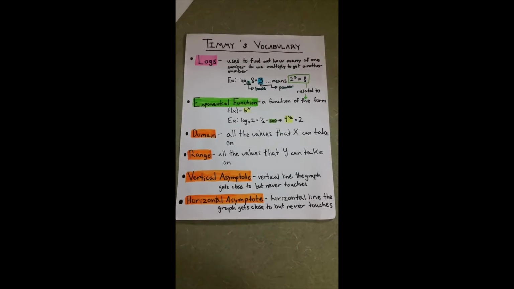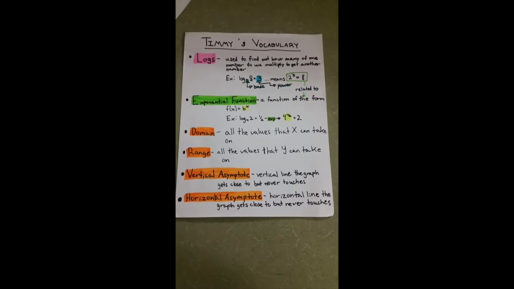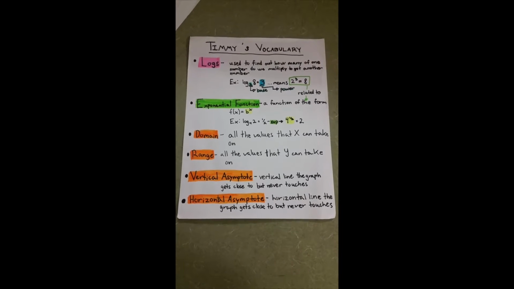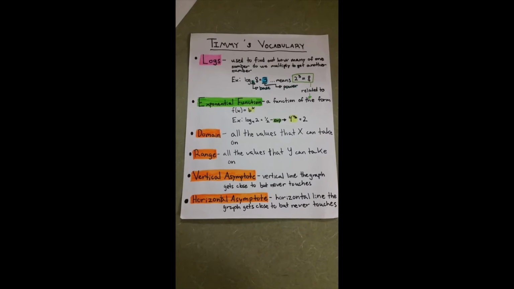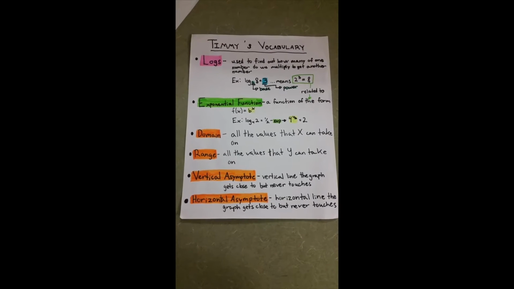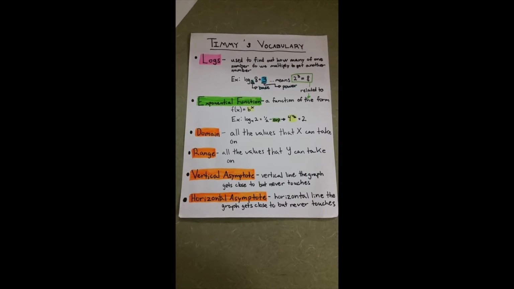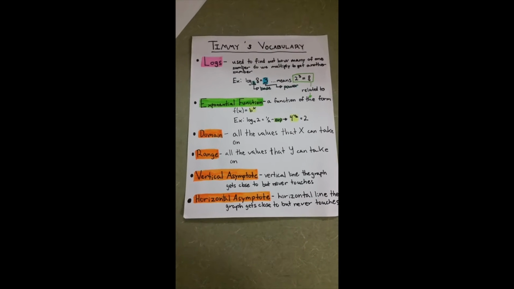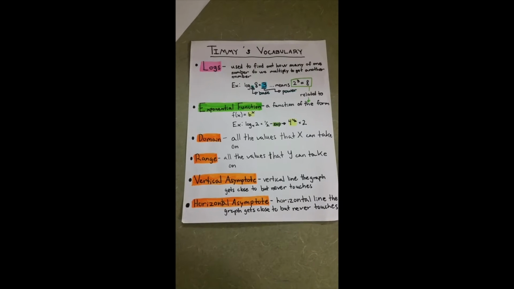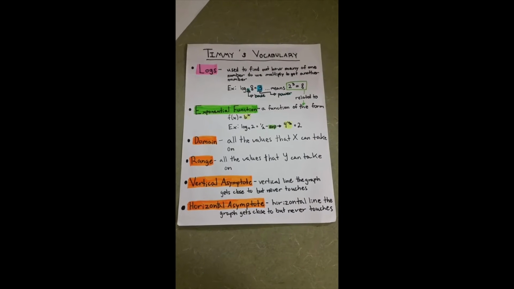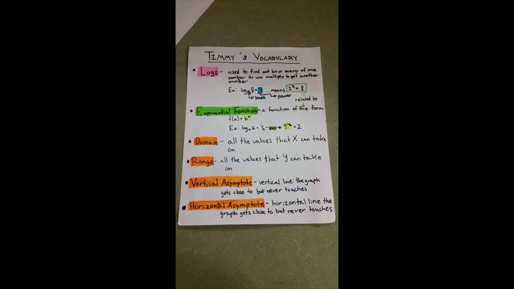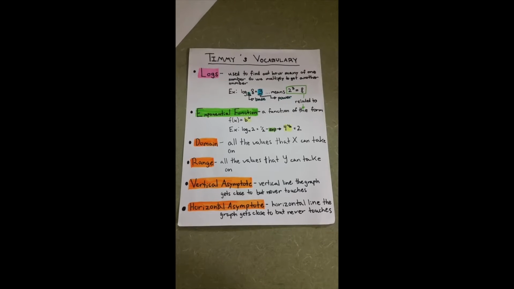Alrighty. Logs are used to find out how many of a number can be multiplied to get another number. An example would be log base 2 of 8 equals 3. 2 to the power of 3 equals 8, and this relates to the next bullet point. Exponential functions are functions of the form f of x equals b to the power of x. An example would be log base 4 of 2 equals 1/2. The exponential form of this is 4 to the power of 1/2 equals 2.